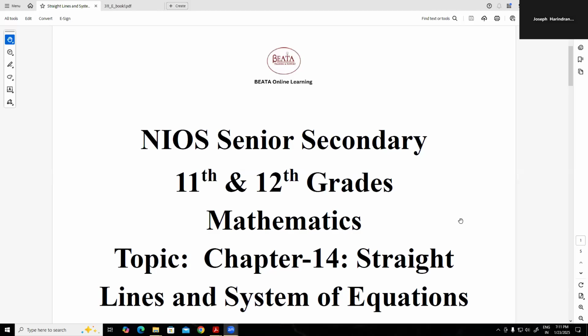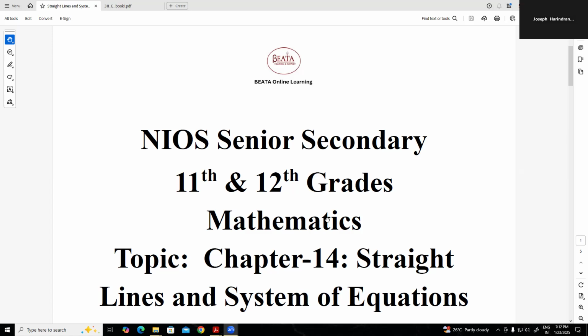In the previous session, we saw the topic on the Cartesian system of coordinates, the rectangular coordinates of the Cartesian system. So in this chapter, chapter 14, straight lines and systems of equations, we are going to see the equations of straight lines for the NIOS Senior Secondary 11th and 12th grades mathematics.